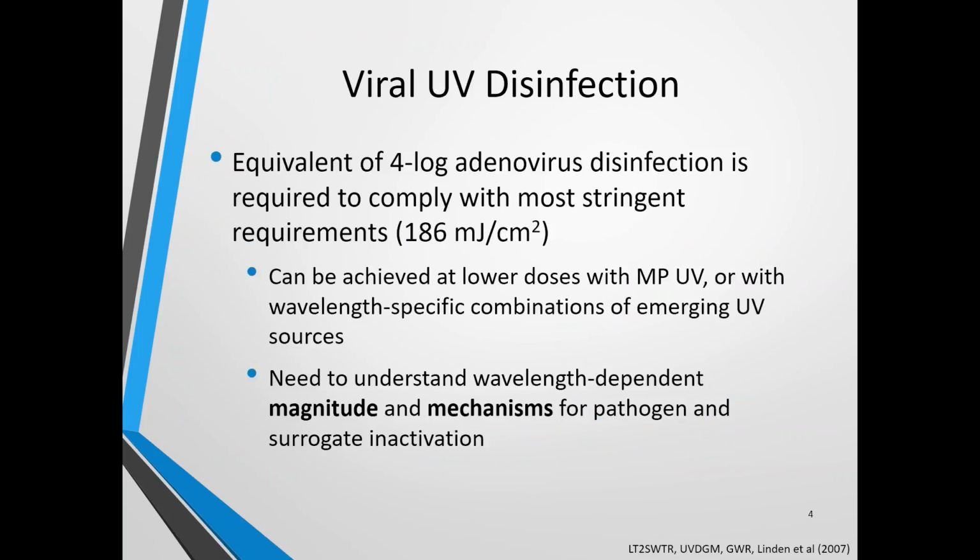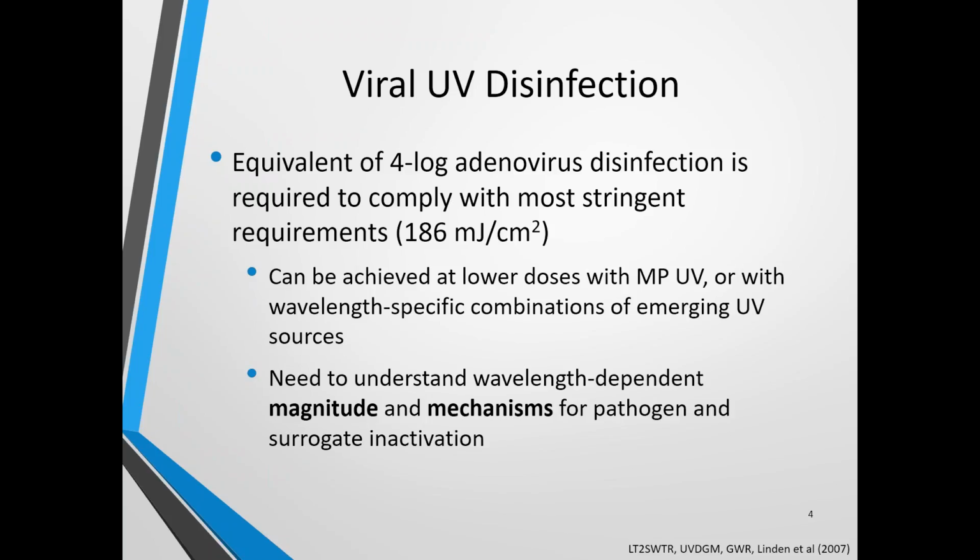To achieve compliance with regulations in the US, you have to demonstrate the equivalent of 4-log adenovirus inactivation. And this requires a low pressure UV dose of 186 millijoules per centimeter squared. This can be just high enough to be prohibitive for small systems in some cases. With the polychromatic emissions, though, you can achieve the same level of inactivation at lower doses, and this has been shown for medium pressure UV.